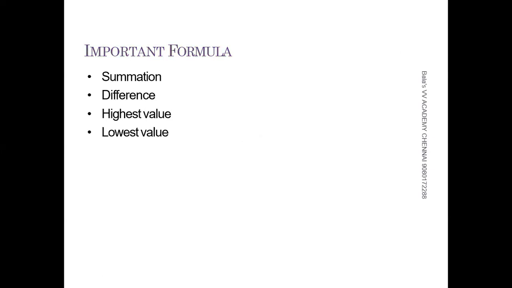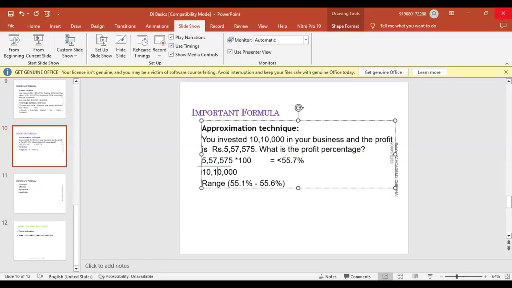So this is all you know in a formula. Summation means adding two things. Difference means looking at the difference of two things, subtraction. Highest value, lowest value, you can say just by inspection. Now let us get into the actual problem. There was a doubt from our regular student, so that question we are going to solve.